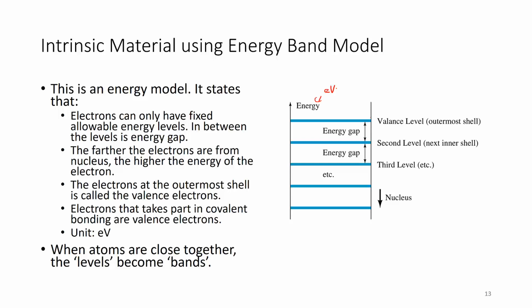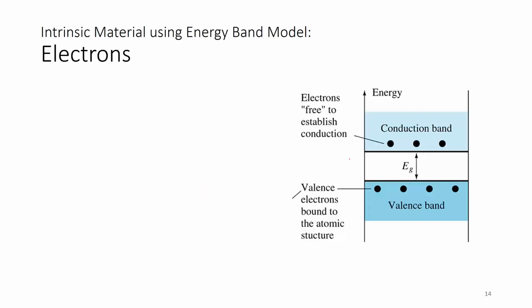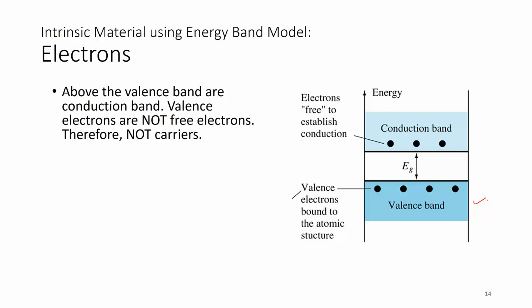So when atoms are closer together, the levels now become bands. Initially, what I showed you just now when I went back was a single atomic structure. This is also a single energy band showing separate energy levels, but when you have the atoms closer together, the levels now become bands, and this is how it looks like. We have ignored the second and third level. We only have the valence level showing the top part, this one here. This was the top valence band. So valence electrons bound to the atomic structure are shown in the valence band.